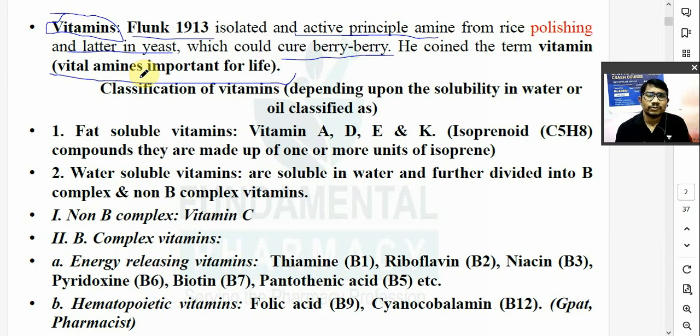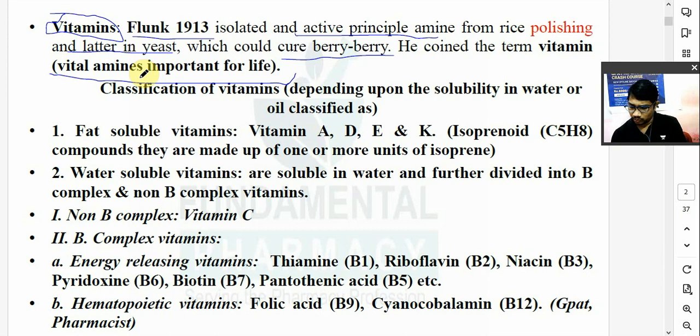So these are the vitamins, vital amines, which have an important physiological role in the body. They are not a building block. They differ from your biomolecules like carbohydrates, lipids, proteins and amino acids. They are not structural units in your body. They have a very important physiological role. They are present in vegetables as well as in animal food.